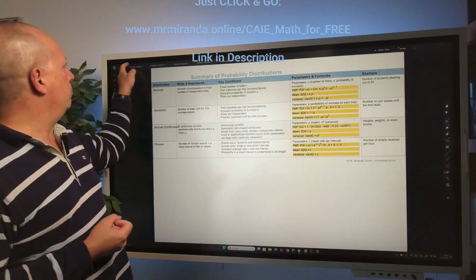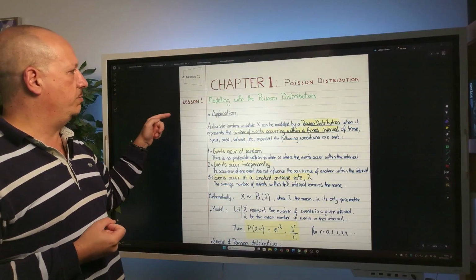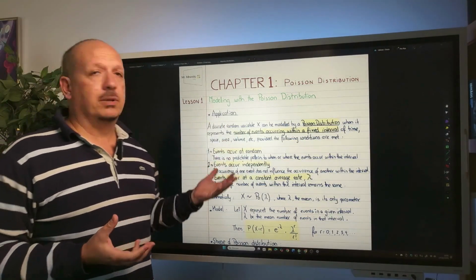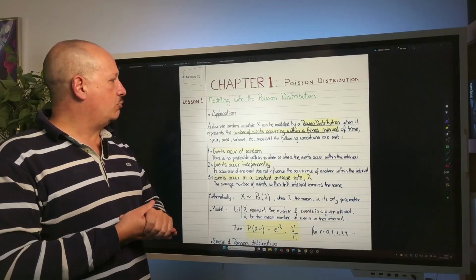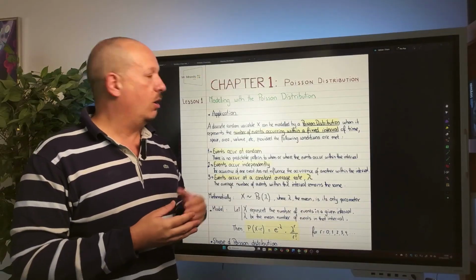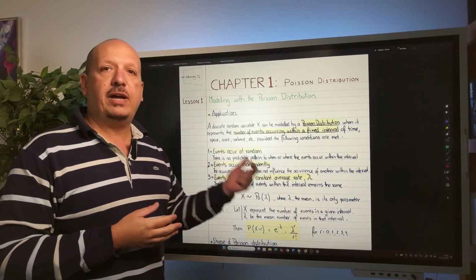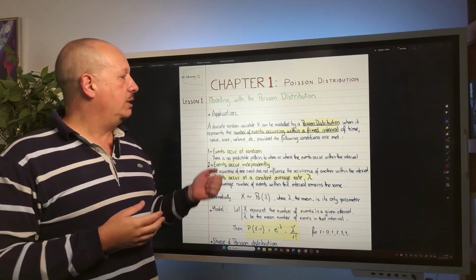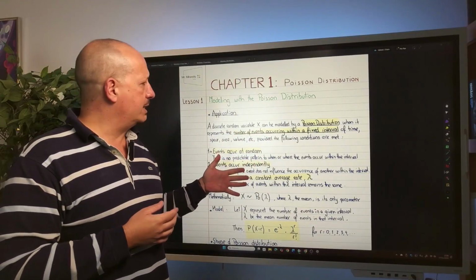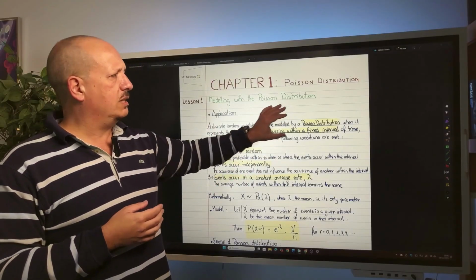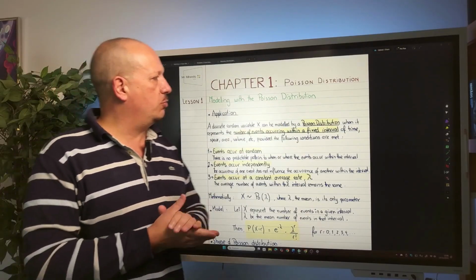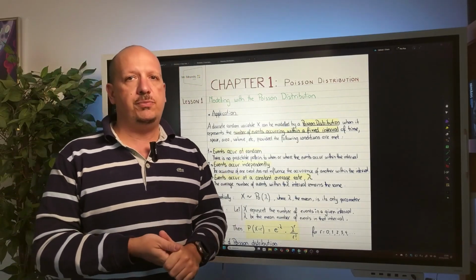And the circumstances in which you can use the Poisson distribution are these. You have a random variable X, and it represents the number of events occurring within a fixed interval of time, of space, of area, of volume, etc., provided that these conditions are met. I'll talk about the conditions in 1 second.